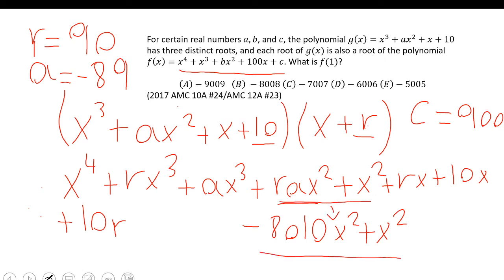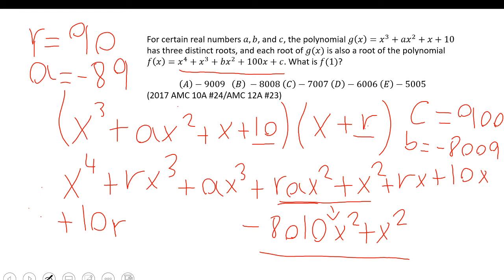This is this piece, right? I have this, and this equals b. Now, what is the coefficient of this? Coefficient of this is 1. I have negative 8010 plus 1. I get negative 8009. What is b? B is negative 8009. I have A, I have B, I have C, I have R. I can find f of 1.